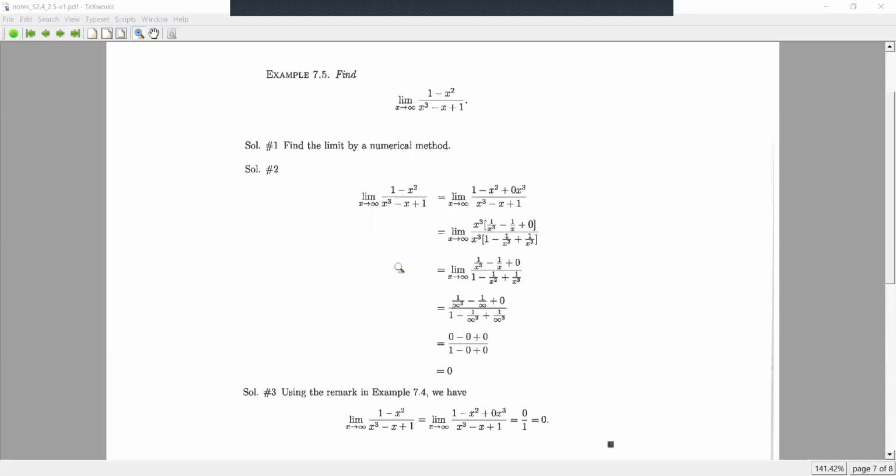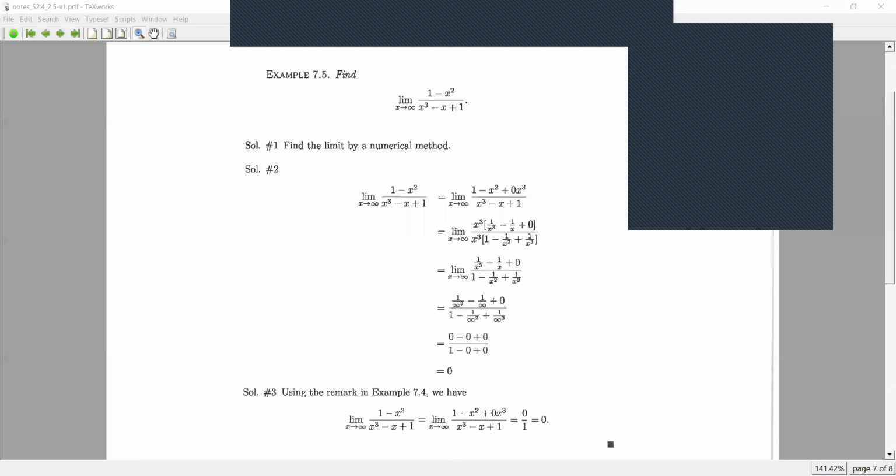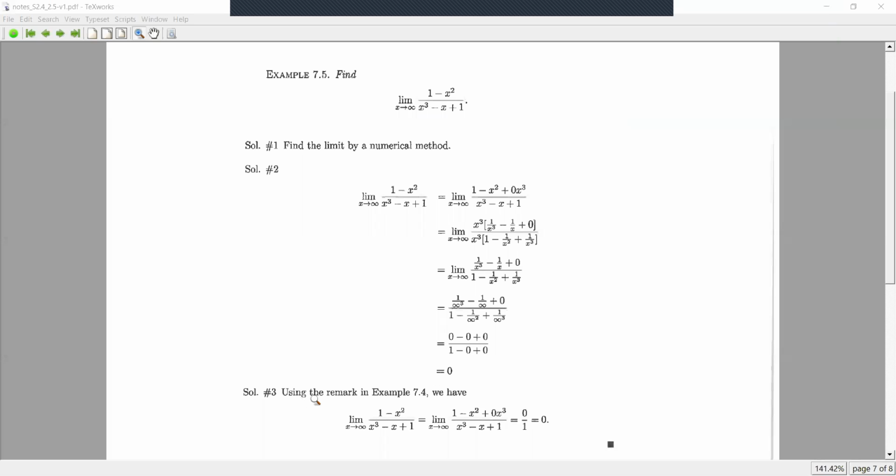This number is 0. Therefore, as x approaches infinity, this function approaches 0. The third solution: we can use the remark in the last example to find the limit. The limit is a limit at infinity, and the function is polynomial over polynomial. Write the polynomial on the top as a polynomial of degree 3 by adding this term. Now the two polynomials have the same degree.